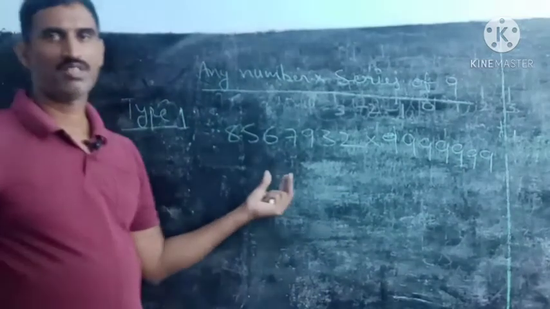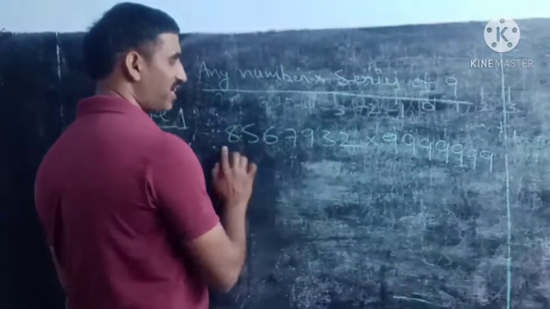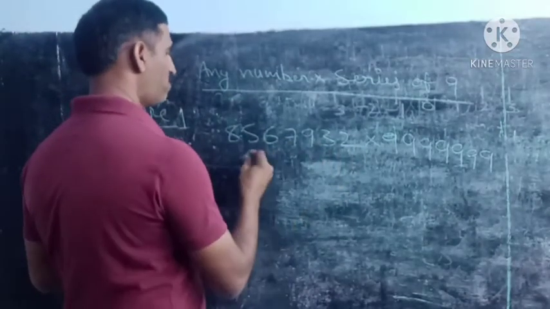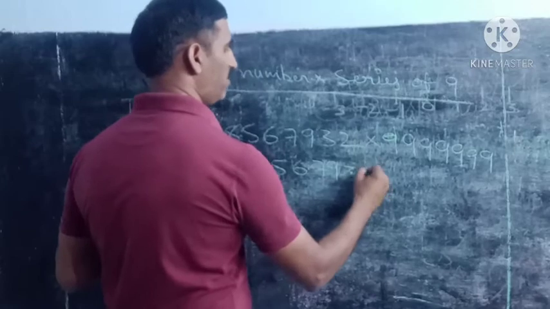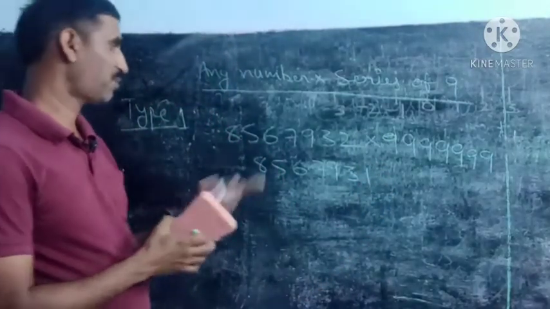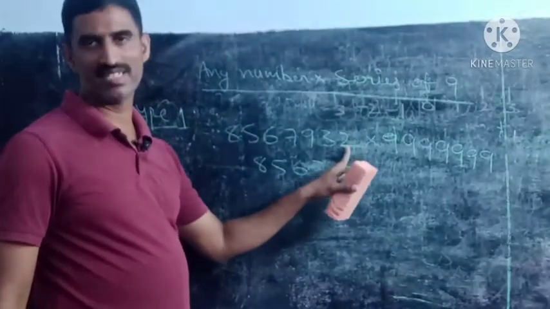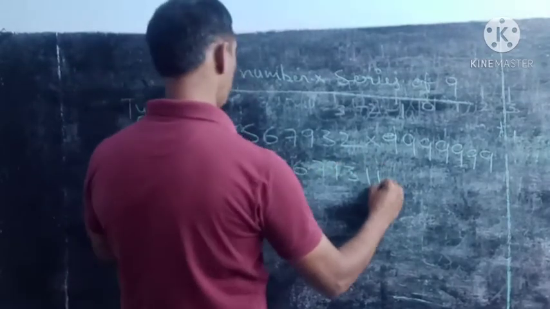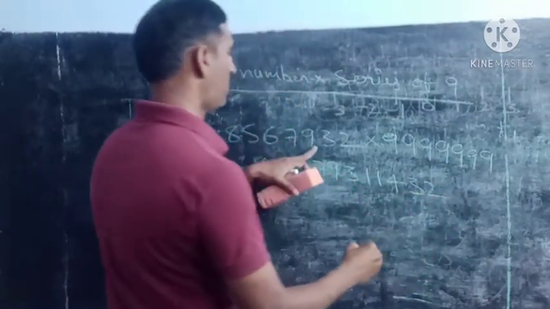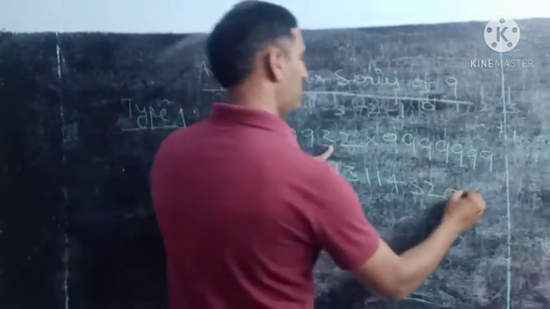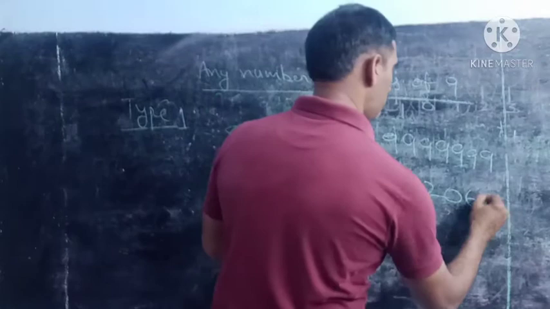How to do this type of problem within a fraction of seconds? First, pay attention here: subtract 1 from this entire number. 8567932 minus 1 is 8567931. This is the first step. After that you should subtract from 9 every digit except the last. So 9 minus 8, 1. 9 minus 5, 4. 9 minus 6, 3. 9 minus 7, 2. 9 minus 9, 0. 9 minus 3, 6. The last digit must be subtracted from 10. Don't forget. 10 minus 2, 8.